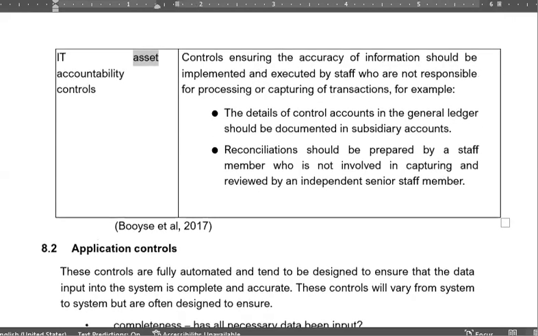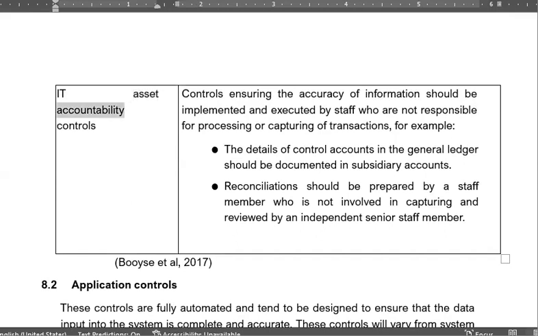IT asset. Accountability controls. Controls ensuring the accuracy of information should be implemented and executed by staff who are not responsible for processing or capturing of transactions, for example. The details of control accounts in the general ledger should be documented in subsidiary accounts. Reconciliations should be prepared by a staff member who is not involved in capturing and reviewed by an independent senior staff member.